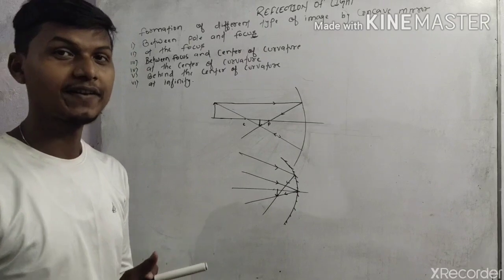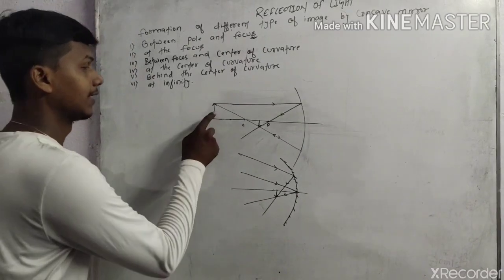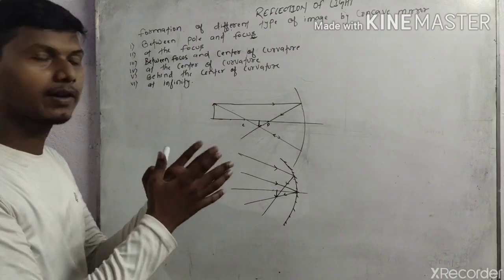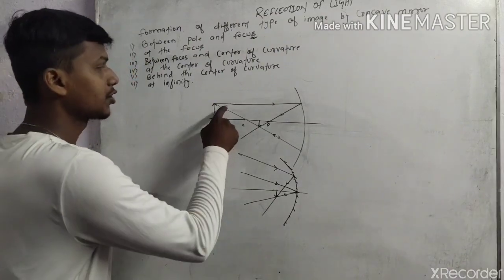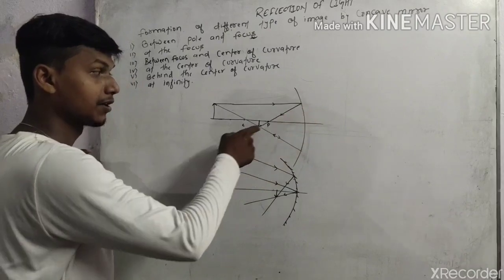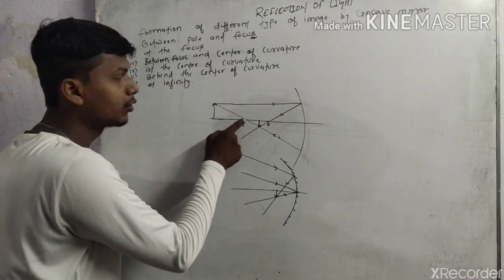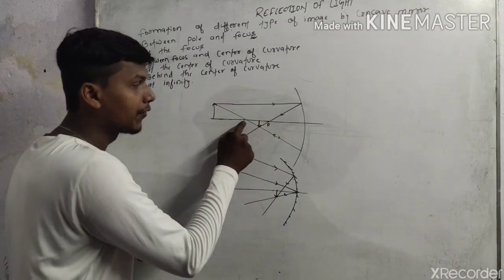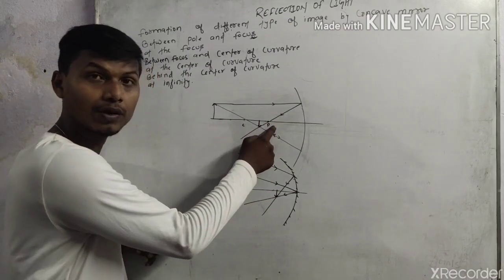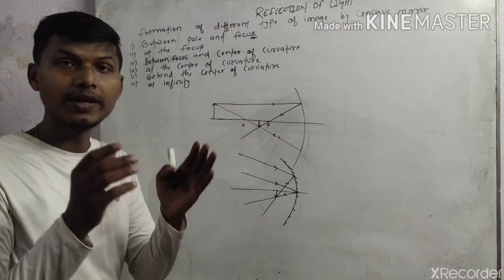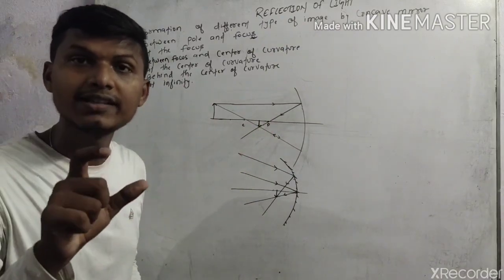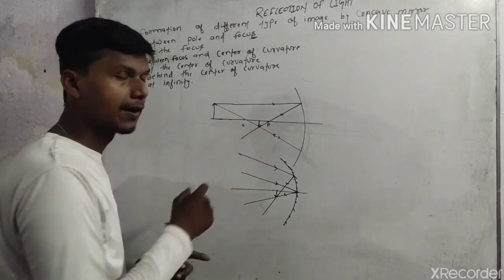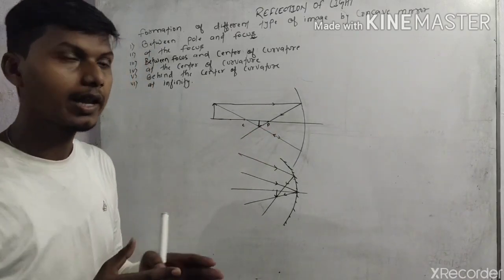We will see case 5, where the object is placed behind the center of curvature. Now here we will use the same rule again. The first ray is going parallel to the principal axis, returning through the focus, and the second one is going to the center of curvature and coming back on the same path, and they will intersect between the center of curvature and the focus. The image formed will be diminished, which means smaller in size, real and inverted, and the place of the image is between the center of curvature and the focus. It is the fifth case.